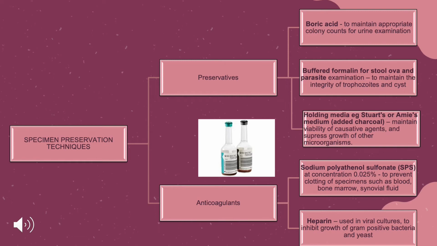Next are holding media like Stuart's or Amies media with or without charcoal. This is used for maintaining the viability of causative agents and suppressing other microorganisms. The other technique is anticoagulants, such as the addition of sodium polyanethol sulfonate or SPS, usually in blood culture bottles, which is to prevent clotting of specimens such as blood, bone marrow or synovial fluid. Heparin is also used in viral culture, to inhibit growth of bacteria and yeast.